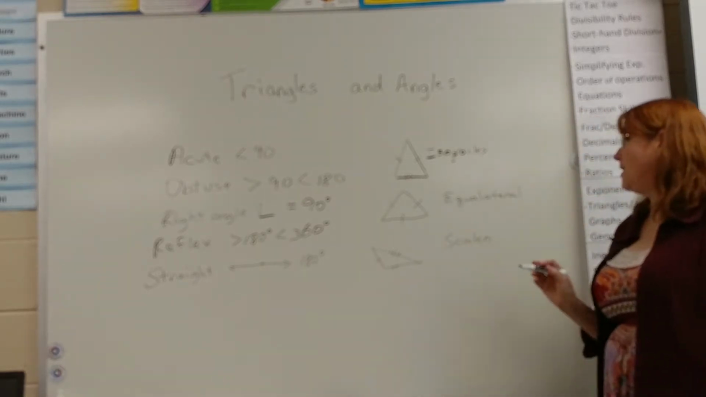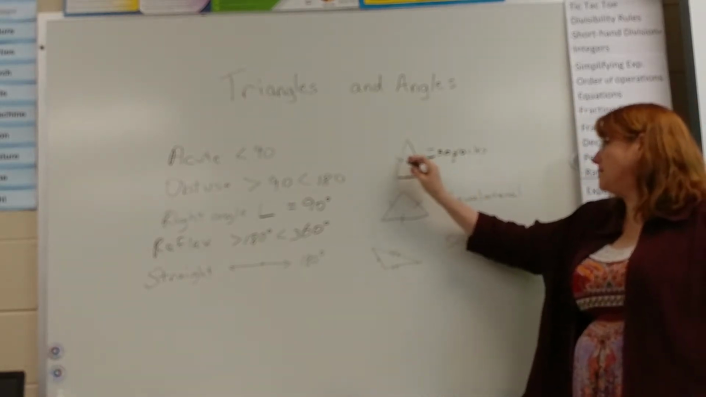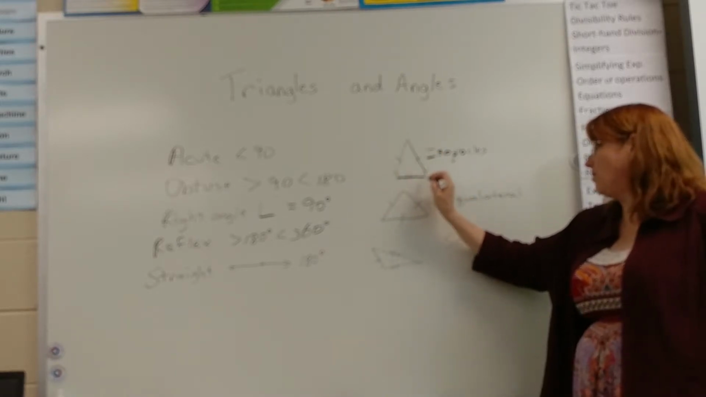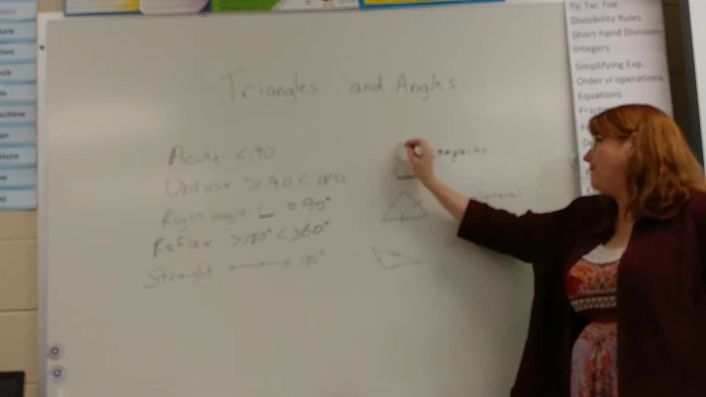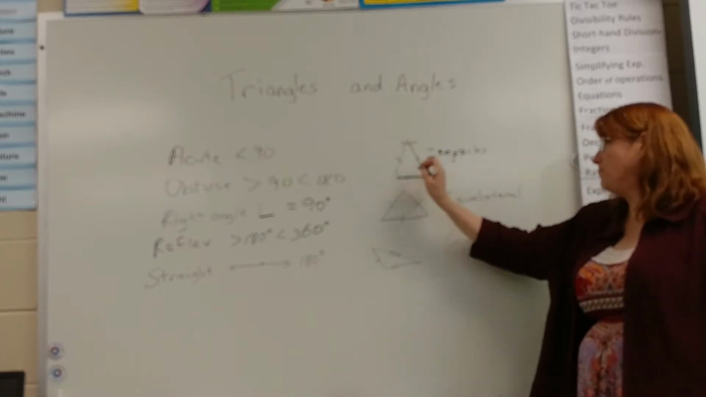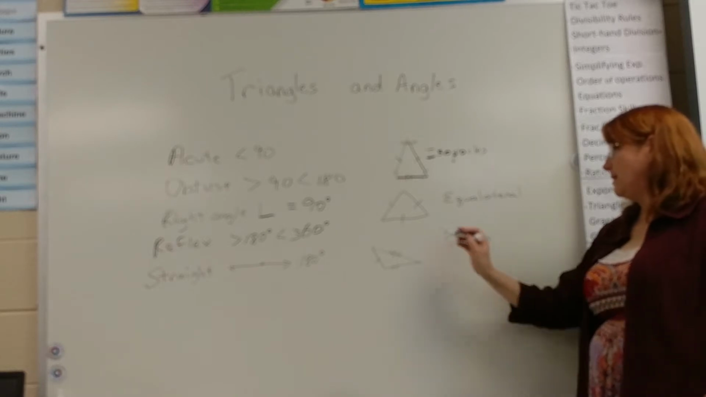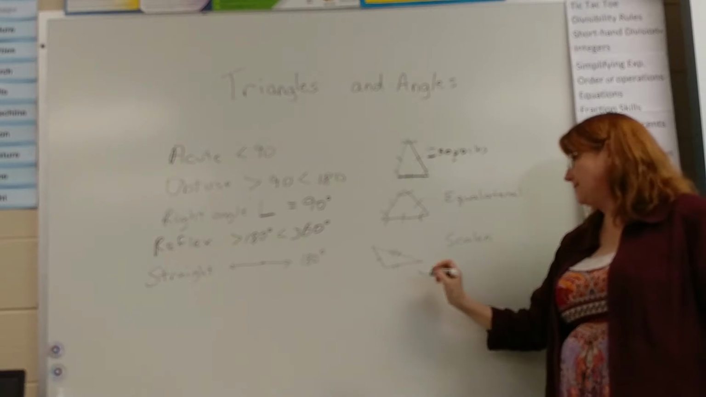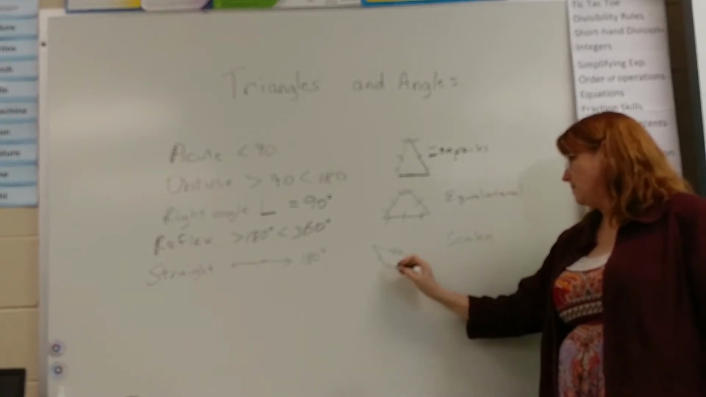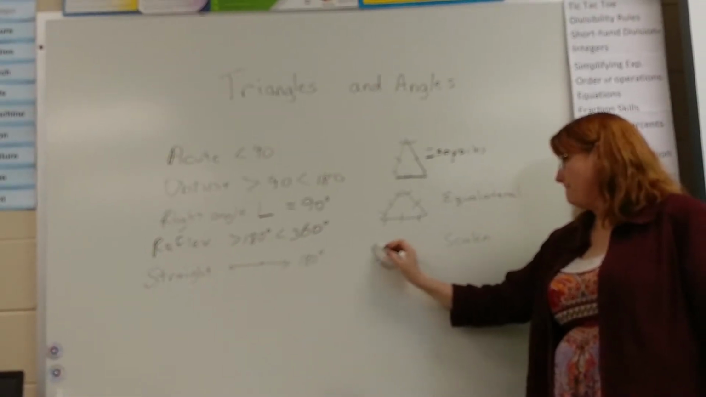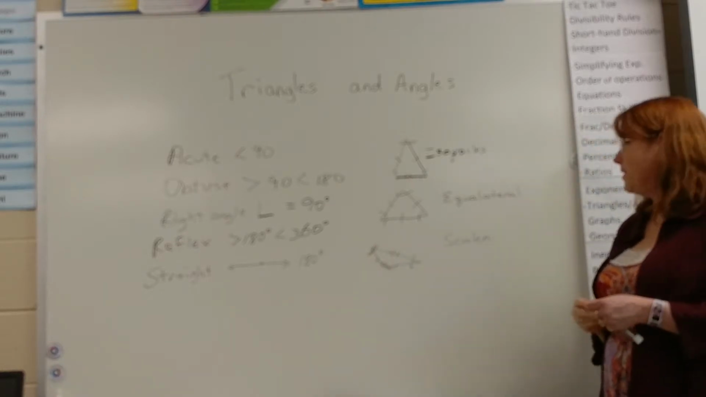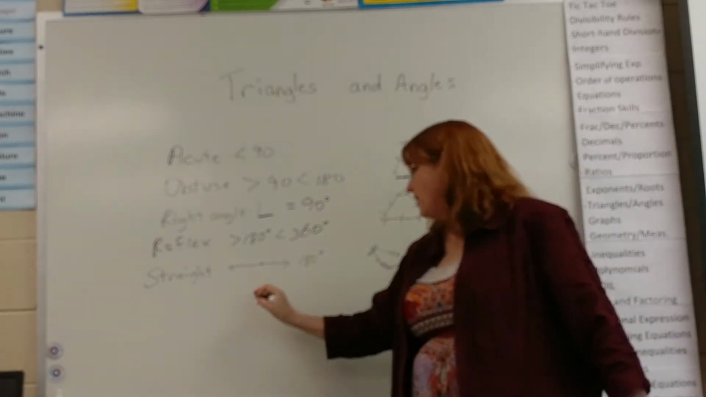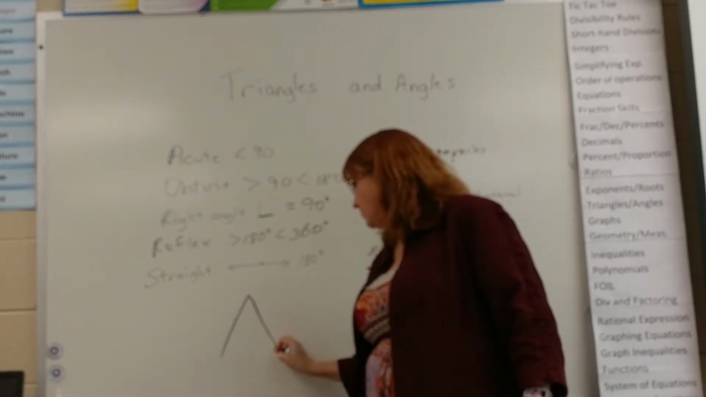So in an isosceles triangle, if this line is equal to this line, this angle and this angle are the same as well, and this angle up here goes with this bottom. So they are related. Equilaterals all have the same angles, and a scalene has all different angles. The other thing you need to know about triangles is that there are 180 degrees in any triangle.